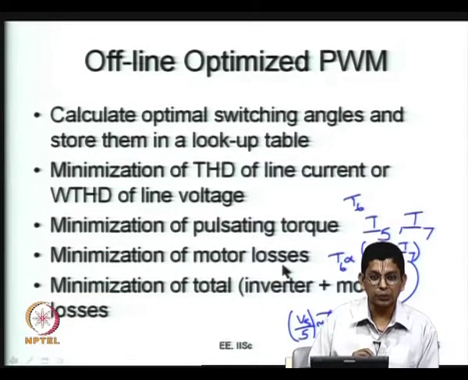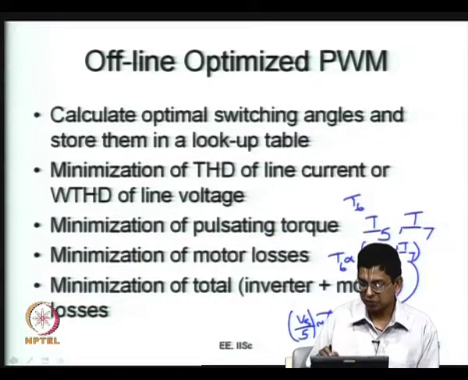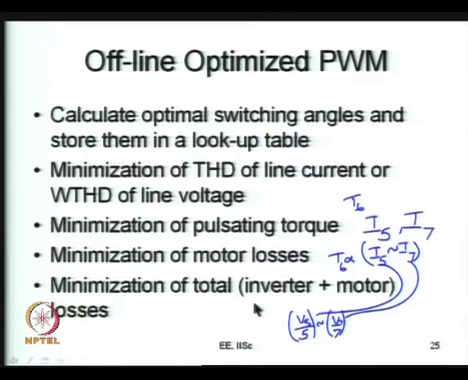You should know how to express motor losses in terms of switching angles. You can also look at the total losses, which is the inverter plus motor losses now. So, if you look at the inverter plus motor losses, you should once again be able to express the total loss as a function of the switching angles.